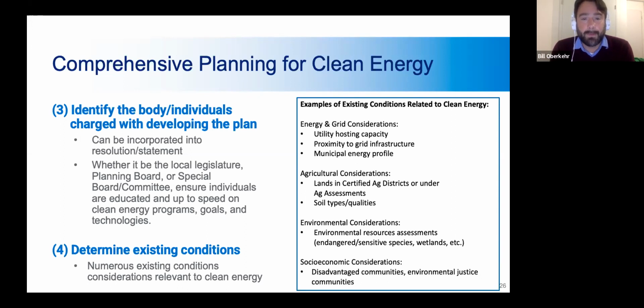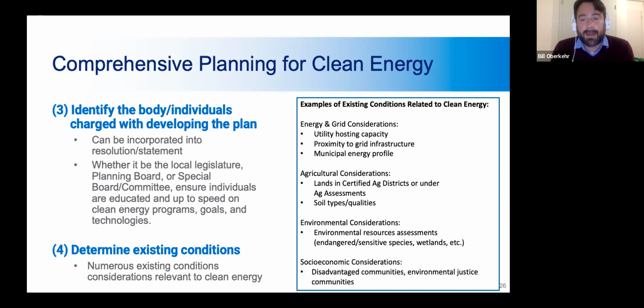Maybe the most important one from a development perspective is energy and grid considerations. I'm going to go through hosting capacity maps with you in a moment, so we'll leave that one aside for now. Proximity to grid infrastructure. I'll also be able to explain that better when I have the hosting capacity maps, but just know that it does matter. There's certain grid infrastructure that's advantageous for renewable energy projects to be sited near. And then finally, the municipal energy profile. Ag considerations, especially if you're in a community with a lot of ag land.